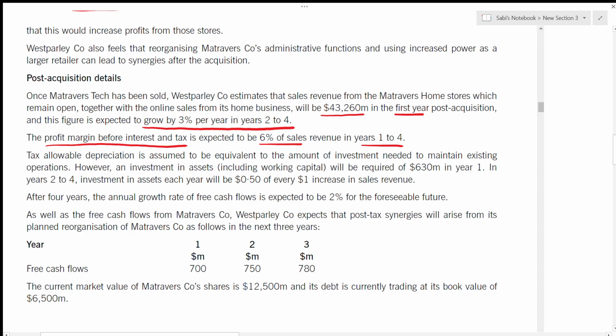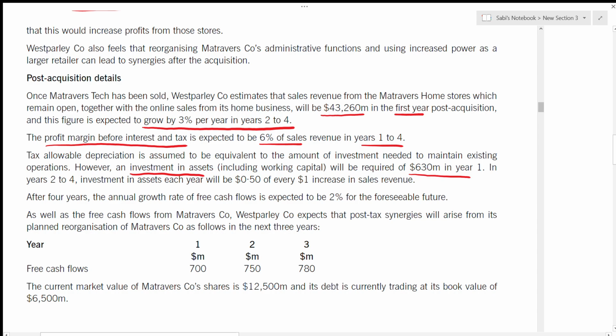So tax is assumed to be equivalent to the amount of investment needed to maintain existing operations. However, an investment in assets, including working capital, will be required of 613 in year 1. In years 2 to 4, investment in assets each year will be 0.5 of every $1 increase in sales revenue. Understand this thing.